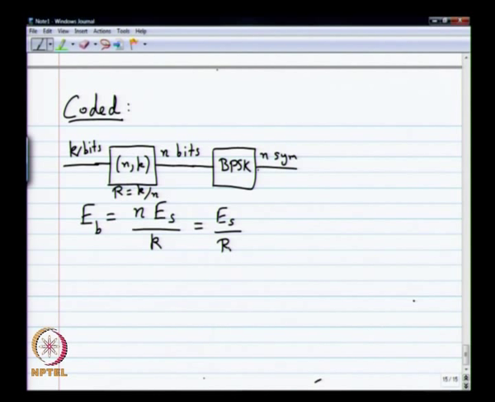Now, in the uncoded case, what is R? R is equal to 1, so Eb equals Es, and you are doing fine. In the coded case, R will be less than 1, so for the same Es, you will have a larger Eb. That is fair, and you are making it fair. The energy per bit increases when you do coding for the same Es.